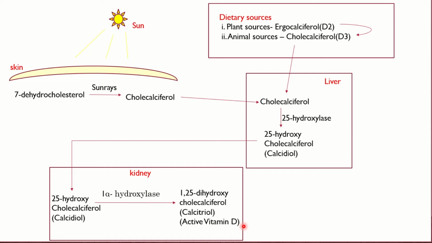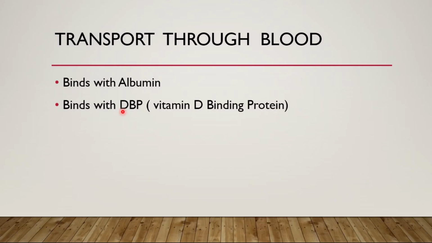Now, if you're wondering how cholecalciferol and 25-hydroxy cholecalciferol are transported through the blood, there are 2 proteins that are mainly responsible for this. One is albumin, and another one is DBP or the vitamin D binding protein. These products bind with the albumin and DBP found in the blood, and they are transported to various organs.